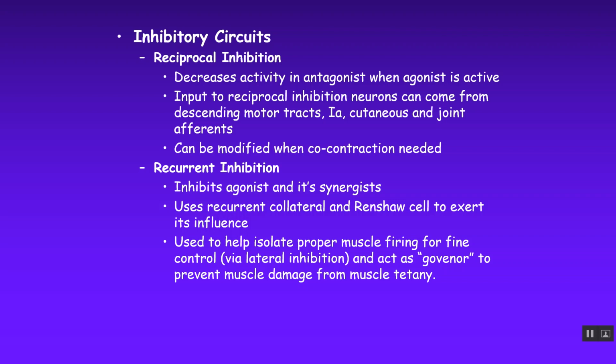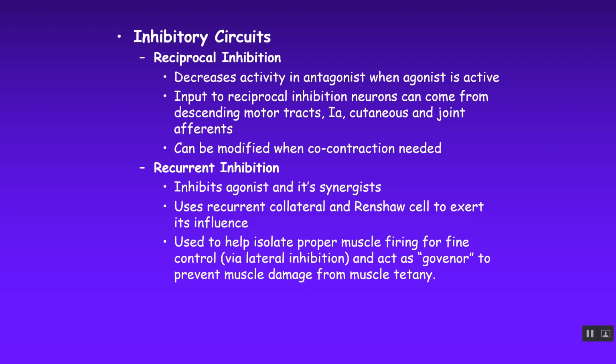It also acts as a governor to prevent muscle damage from muscle tetany. In addition to the fine motor stuff, if you overactivate a muscle where it senses it might be damaged, this recurrent inhibition is like a safety switch on the muscle. It says, let's shut down because you're trying to work me too hard. You're doing too big of a bench press or something like that, and I'm going to shut you down. It's not because of the Golgi tendon organ, although Golgi tendon organ feedback plays a role, but some of this is also played by recurrent inhibition and these Renshaw cells.